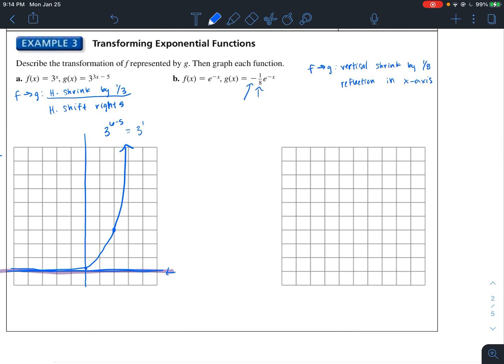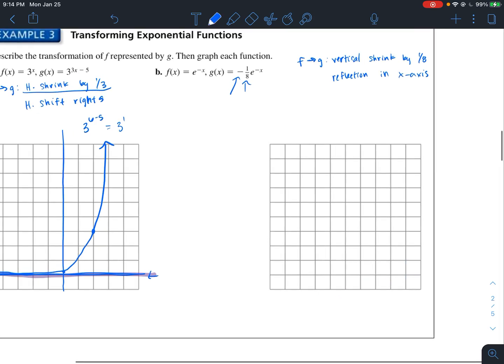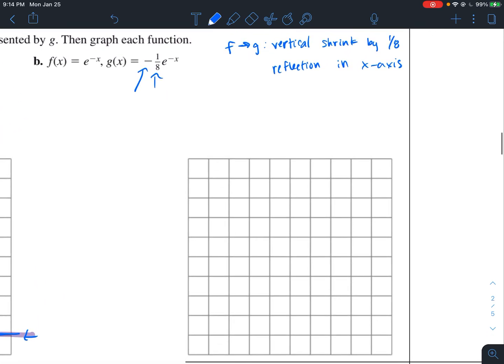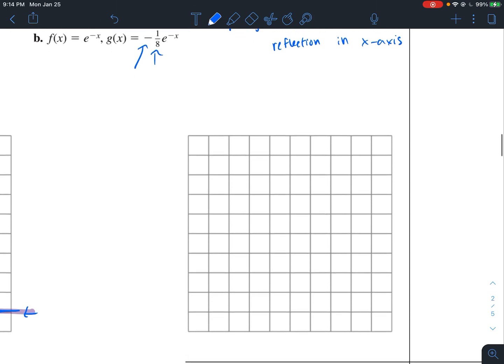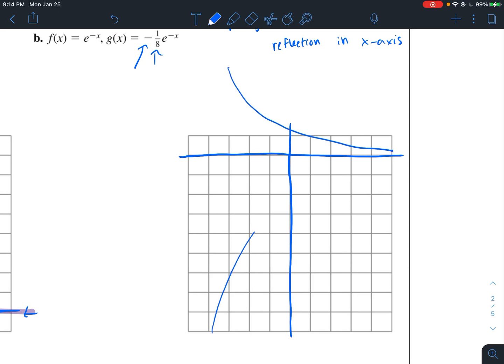So here, instead of it going like this, if we flip it over the x-axis, our function is actually going to look like that. So vertical shrink by 1 over 8, a reflection in the x-axis. There's not going to be any shift, horizontal or vertical. Okay? So I'm going to draw my x-axis up here and my y-axis right here, because I know I went from going like this, now I'm going to be going like that.